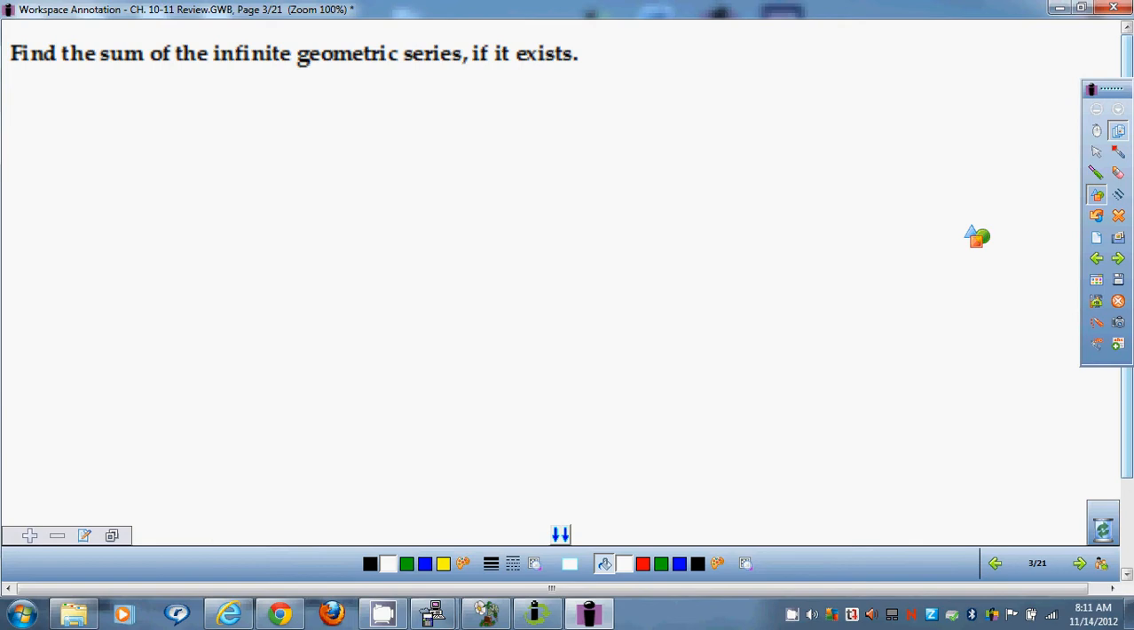And again, these probably aren't going to be in the same order. Find the sum of the infinite geometric series if it exists. What's this problem going to look like? Find the sum of the infinite geometric series. Seamus.